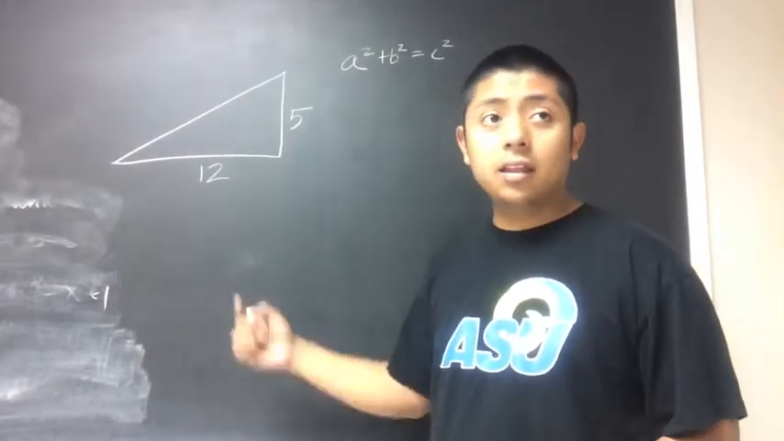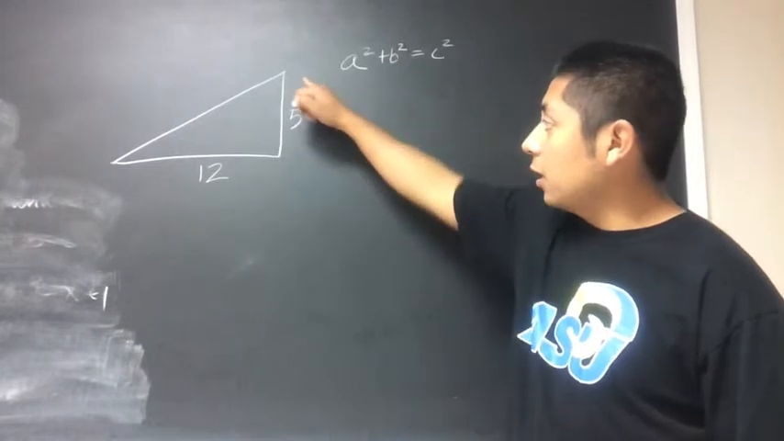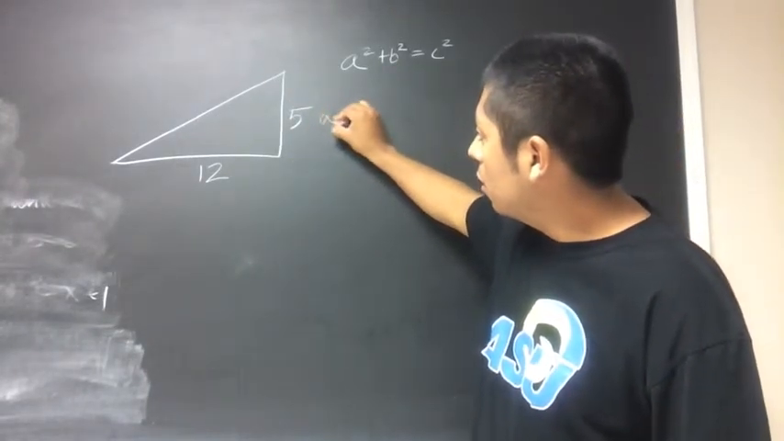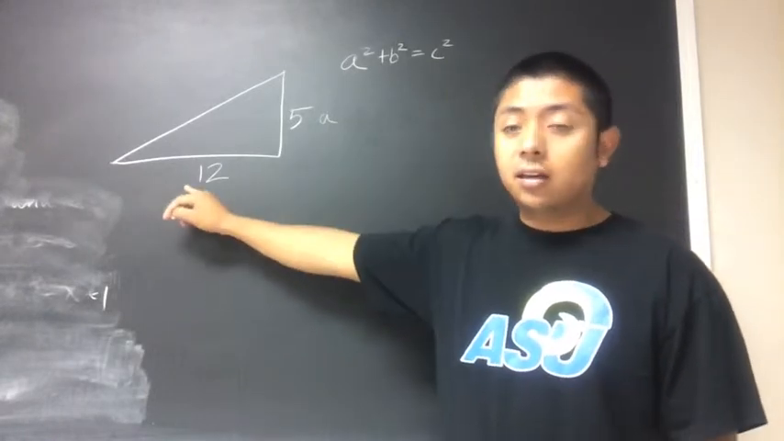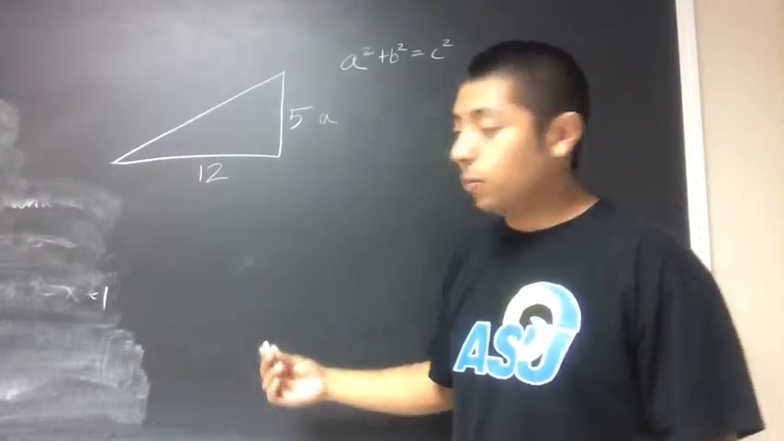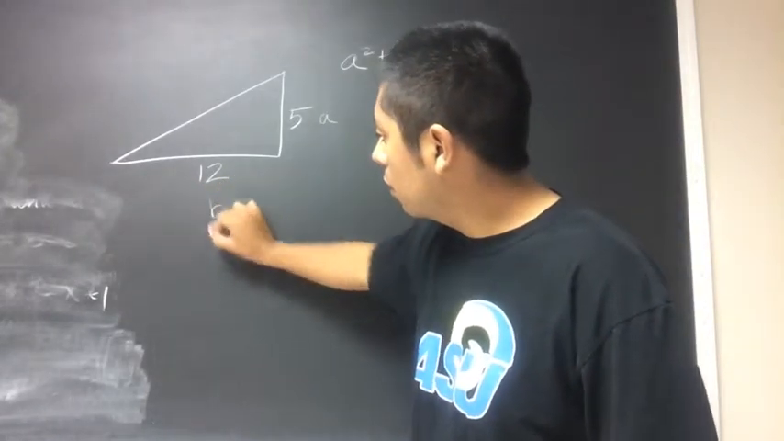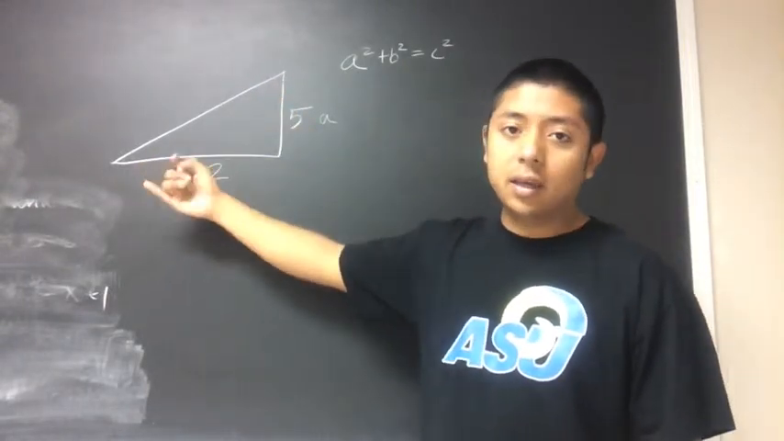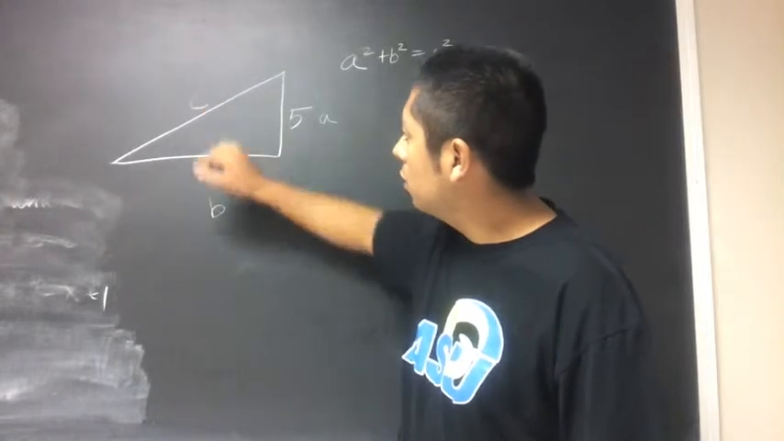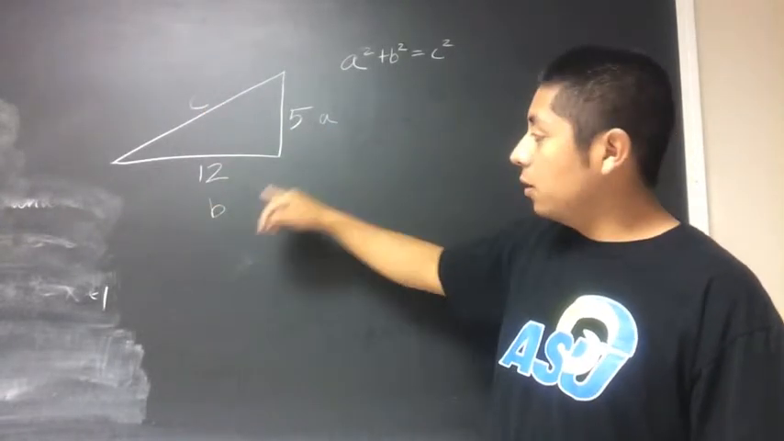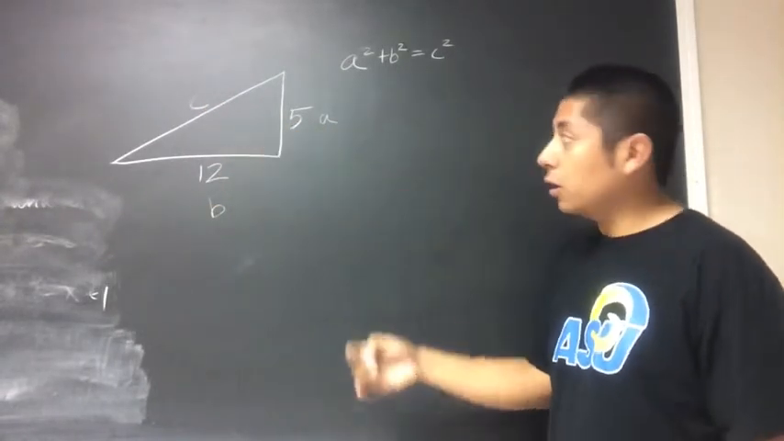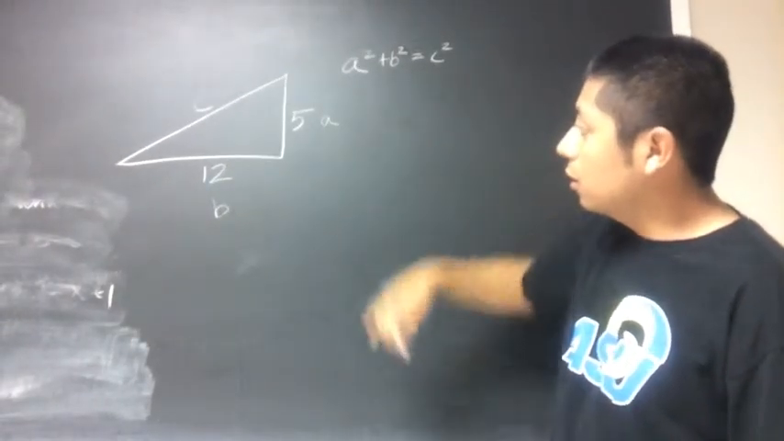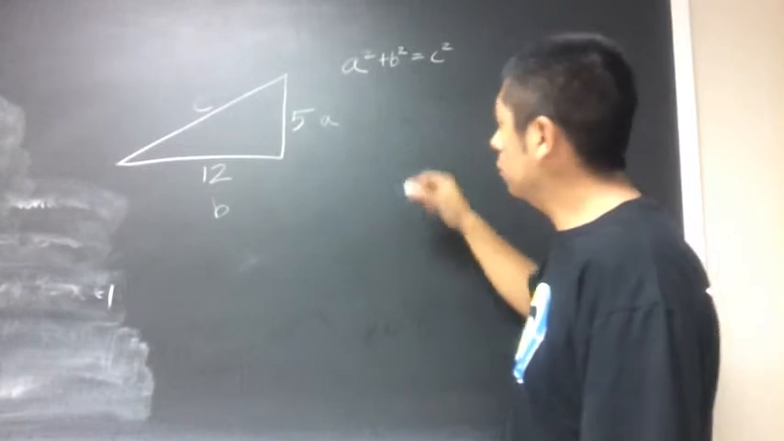So, in this triangle we have a leg of side length 5. We can label this one as A. We have another leg of side length 12 that we can label as B. So all we have left is the hypotenuse, which is this right here, and we can label that one as C. So now that we have our A, B, and C, we can plug that into our equation right here of a squared plus b squared equals c squared to figure out the side length of C.